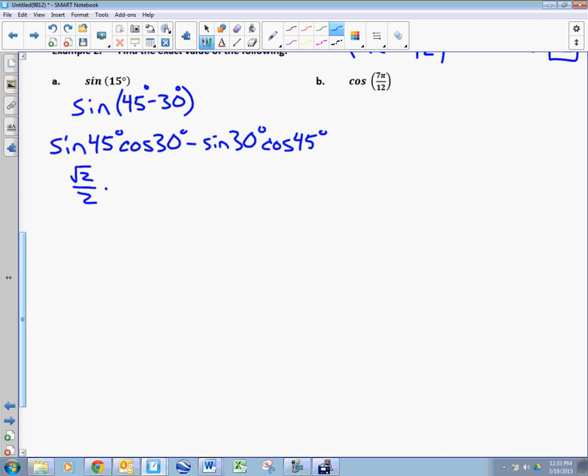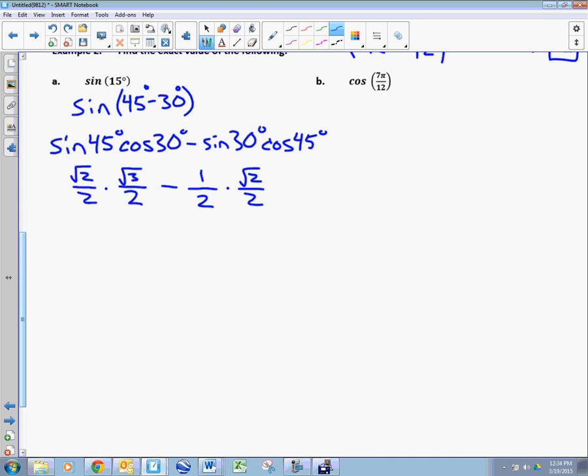Root 2 over 2. Cosine of 30, root of 3 over 2. Sine of 30, 1 over 2. Cosine of 45, root of 2 over 2. You should get used to those values.